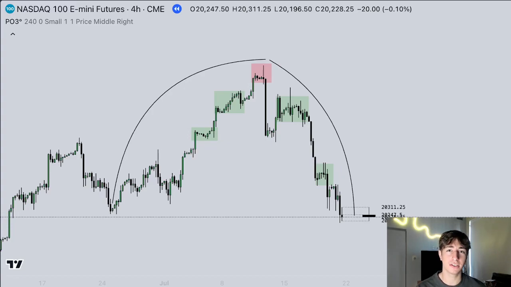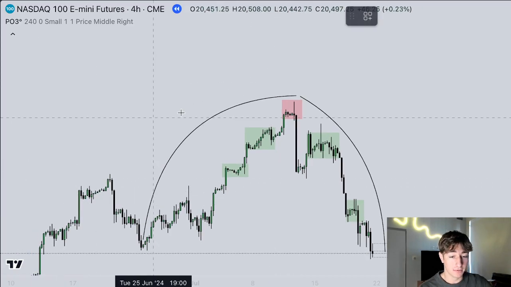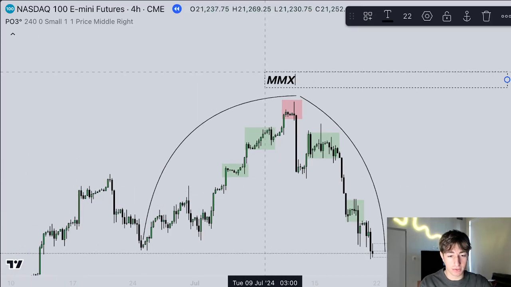Are you genuinely able to spot a correct market maker buy or sell model? Now, if you're also chronically online and on Twitter all the time, you have probably seen God knows how many pictures of this exact thing right here. If you read those threads, this is called MMXM or a market maker model.